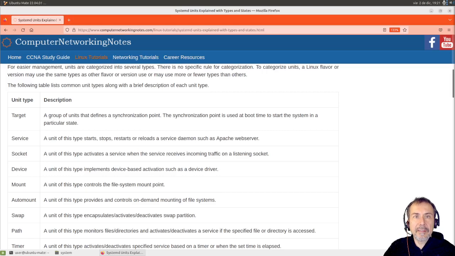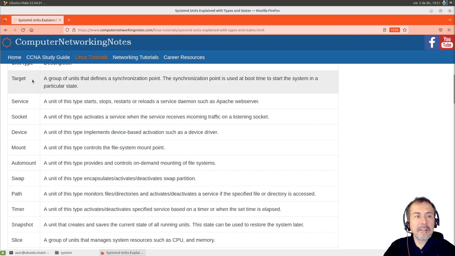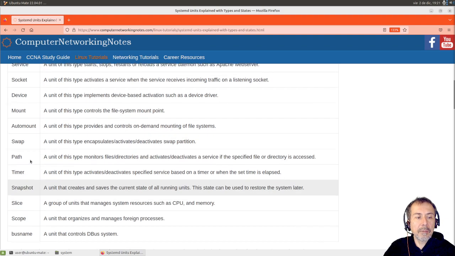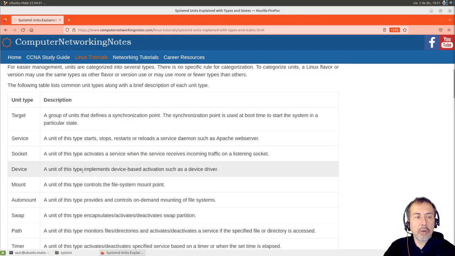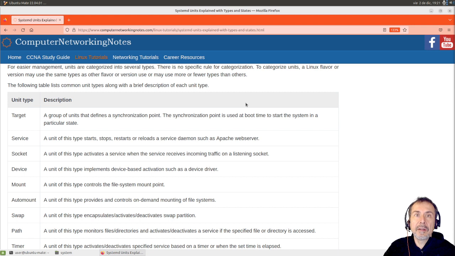There are many different types of units. We have here the complete list: target, service, socket, automount, swap. We have a very long list of different unit types, but I want to take a look at the four most important types that we will be seeing in this course.